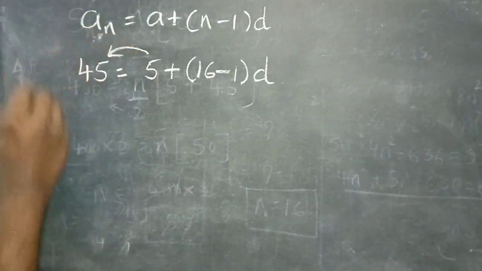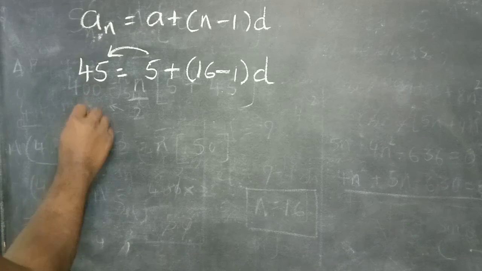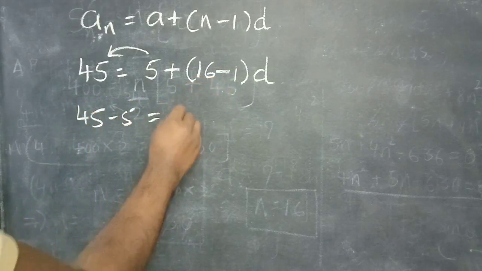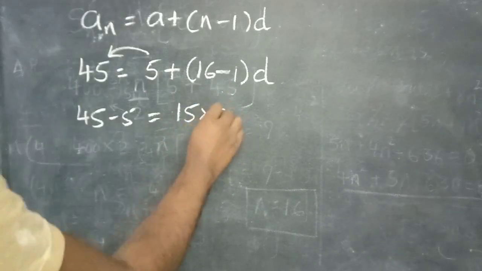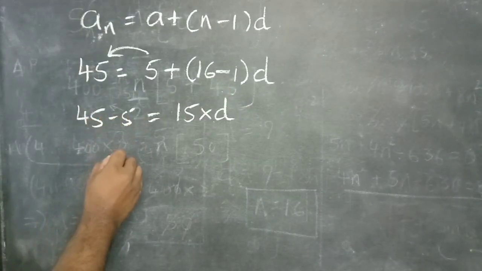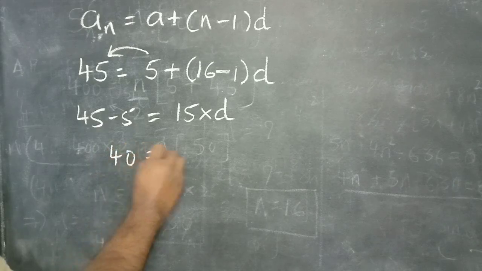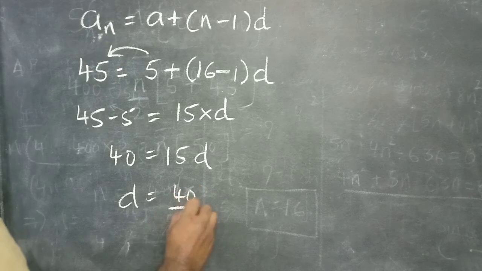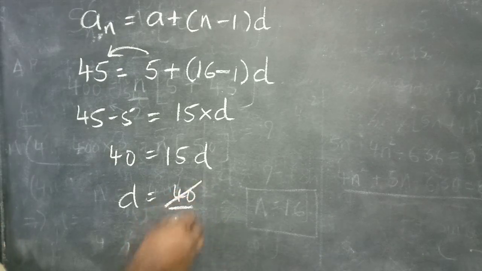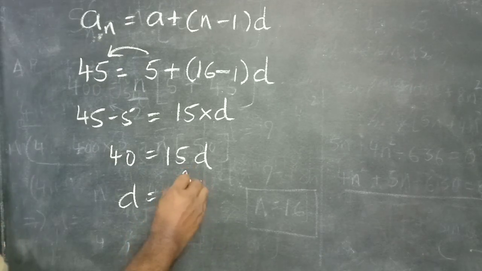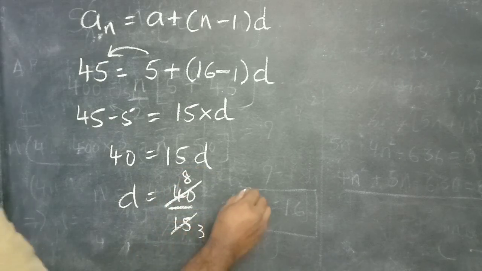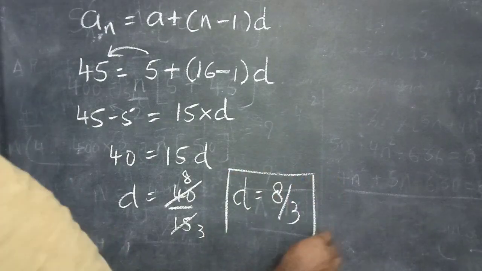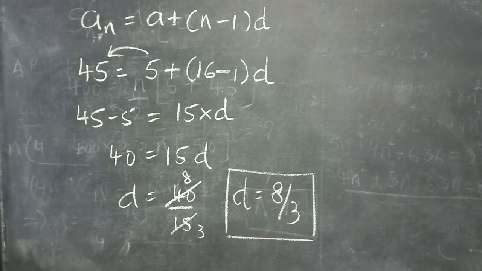Now shift plus 5 to our LHS, what we get? 45 minus 5, which is equal to 16 minus 1 is 15 times d. Now 45 minus 5 is 40, which is equal to 15d. Now d equals 40 divided by 15. 5 eights are 40, 5 threes are 15. Therefore d equals what? 8 divided by 3. The common difference is 8 divided by 3.